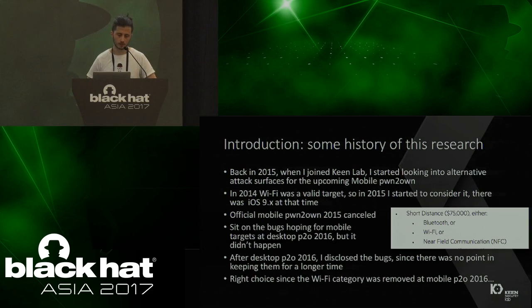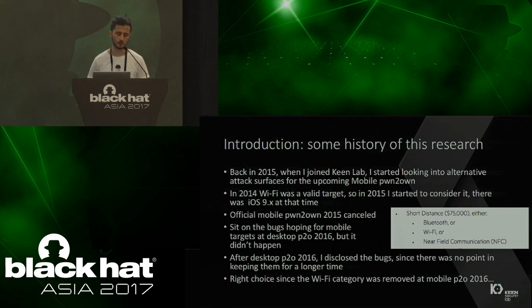Some introduction on how this research was done and why. Back in 2015, I joined Keen Lab, and there was Mobile Pwn2Own, so I started looking to work on the iOS category. In 2014, for Mobile Pwn2Own, there was the Wi-Fi category. So for 2015, it was natural that I started considering it and evaluating an alternative attack surface compared to the regular pwn, like the malicious link in the browser. At that time, there was iOS 9.